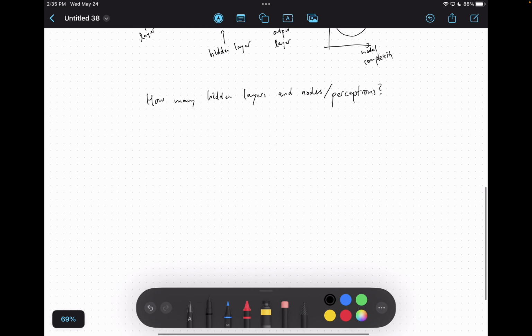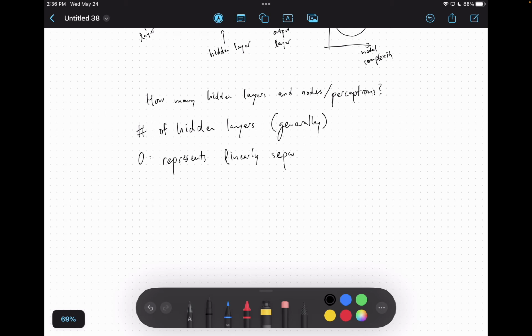Number of hidden layers, generally, these are rules of thumb. So 0 represents linearly separable functions. 1 approximates any continuous mapping in finite space.